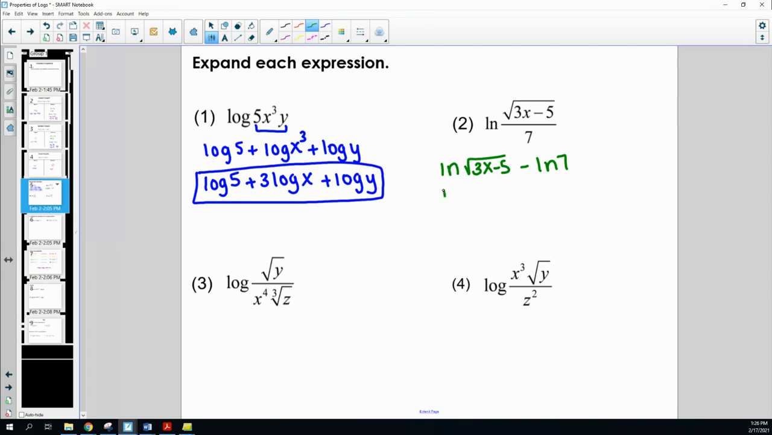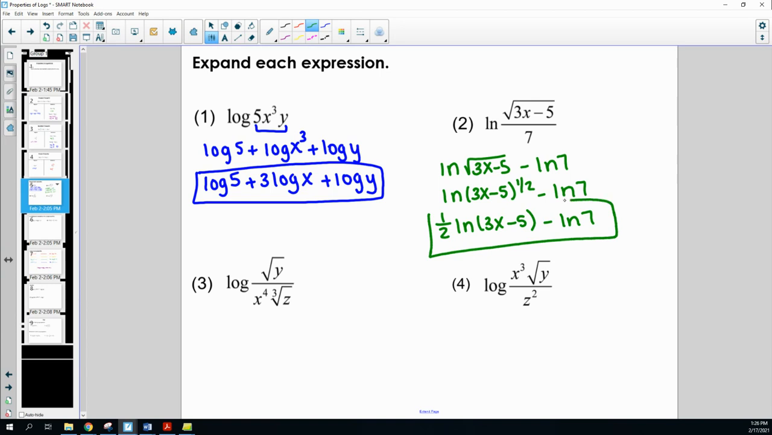So what I'm going to do here is just rewrite this as 3x minus 5 to the 1/2 power minus ln 7. And then the 1/2 power can go in front. So I have 1/2 ln of 3x minus 5 minus ln of 7. Okay, so that would be fully expanded now. Again, we have the word log or ln written multiple times. We have addition and or subtraction, and we have exponents down in front. So let's look at number 3.